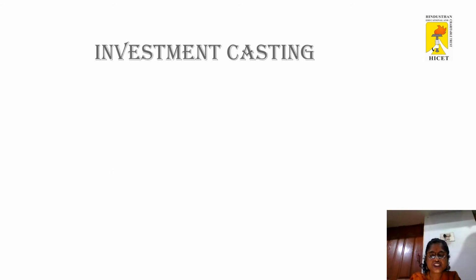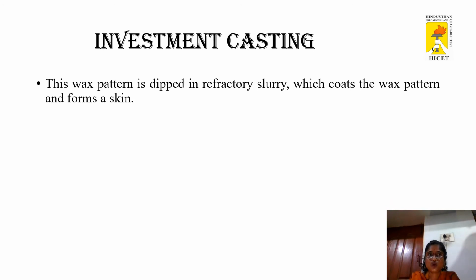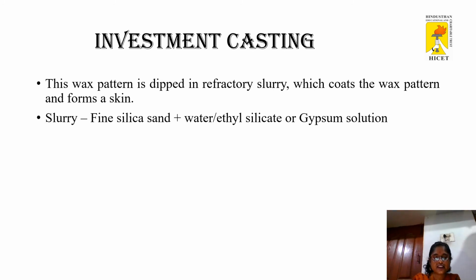So now let's see investment casting in detail. In the previous slide we talked about the wax pattern. Here, this wax pattern once made will be dipped into the refractory slurry. Slurry means a liquid which is much denser than water. Refractory, you know the meaning: a material which withstands high temperature. The whole liquid coats over the wax pattern and forms a layer, which is called the skin. The slurry ingredients are fine silica sand plus water, or ethyl silicate, or gypsum solution.